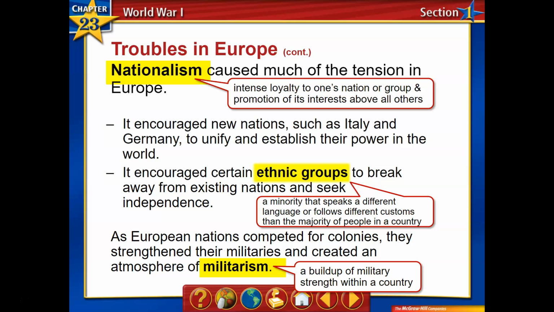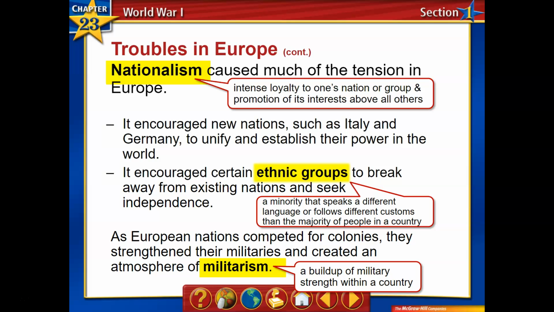It also, during this time period, encouraged ethnic groups. Typically, these are minorities. Sometimes they speak a different language. They follow different customs, like different religions, than the majority of people who live within a country. And in some ways, this nationalism actually encouraged them to start to break away from existing nations and seek their own independence. A great example of this in the World War I time period is the Slavs, particularly in Austria-Hungary.